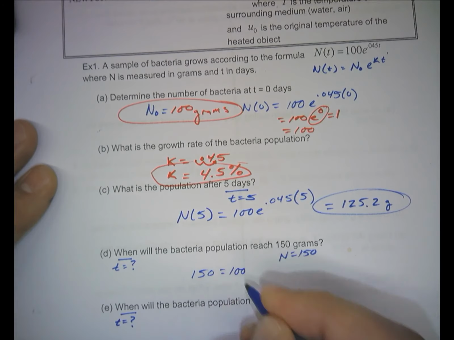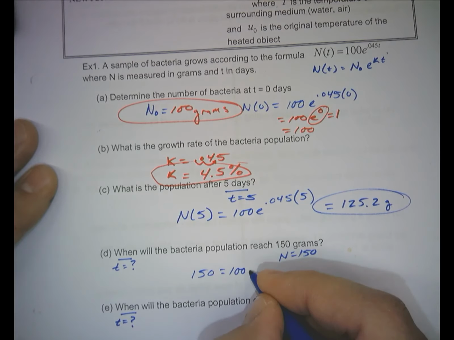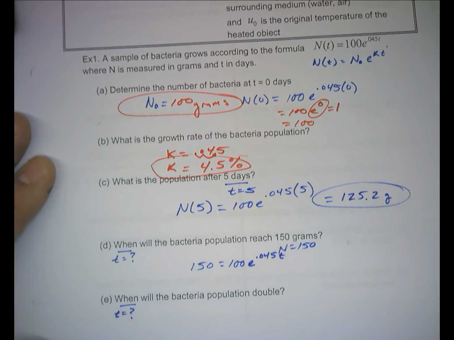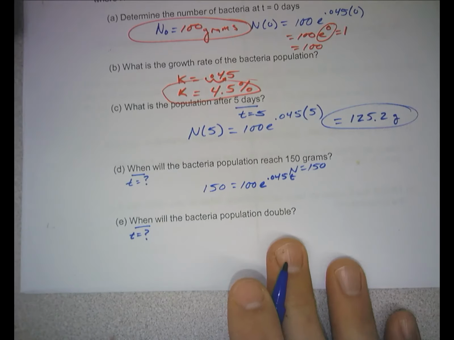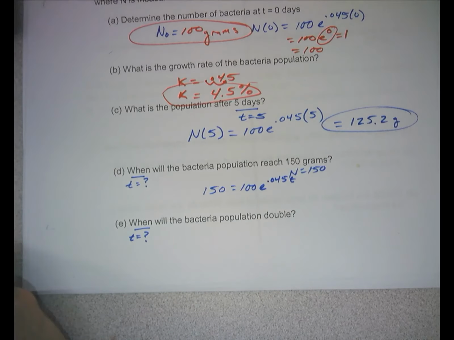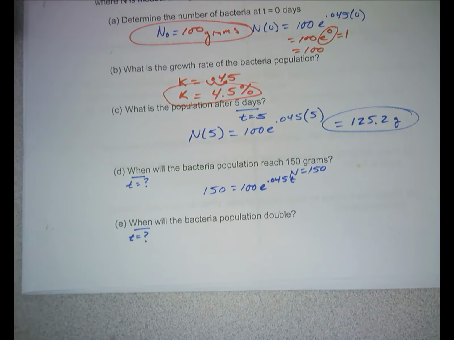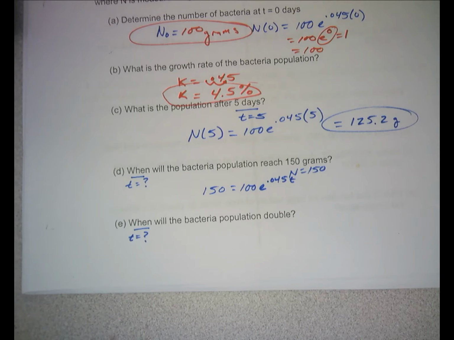That equals a hundo, e to the 0.045t. We want to solve for t now. So I've got 150 equals 100e to the 0.045t, and now I just want to solve for t. Well, what's the first thing we've got to do? What do we have to do to solve for t? What do you guys think?